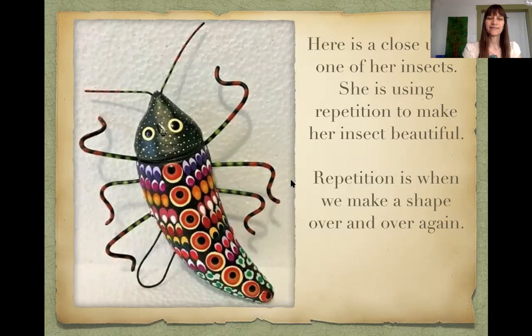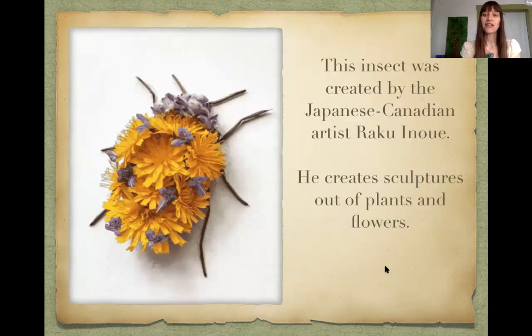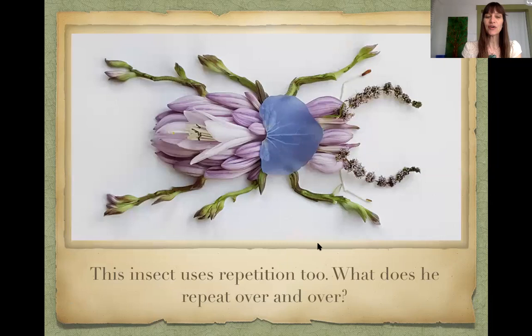This insect was created by Japanese Canadian artist Raku Inuo. He creates sculptures out of plants and flowers. Wow, look at that bug made out of flowers. Oh, it's beautiful. Those look like dandelions. This insect uses repetition too. What does he repeat over and over?